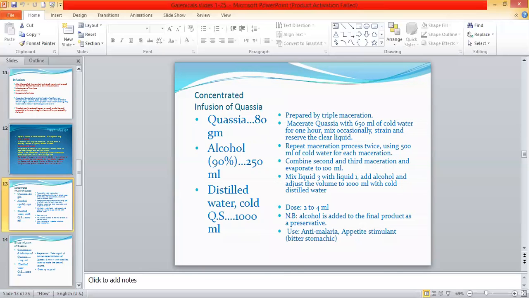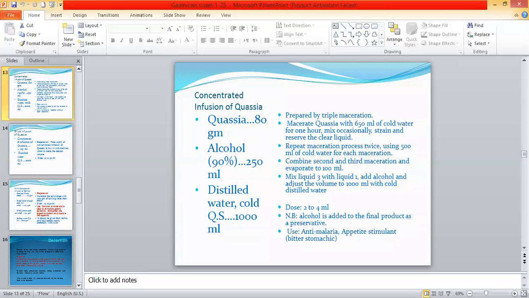Concentrated infusion of kasha. What is the method of preparation and what are the ingredients? Kasha 80 gram, alcohol 250 ml, and the concentration of alcohol will be 90%, which means 90 ml of alcohol and the remaining 10 ml of water. So 90% alcohol 250 ml, and distilled cold water, quantity sufficient to make 1000 ml.